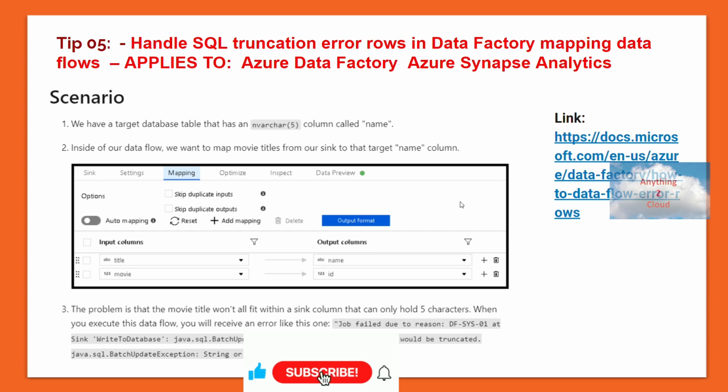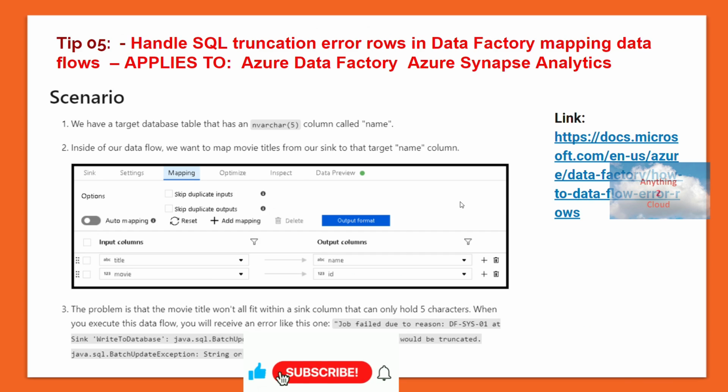Moving on to the next tip. This is regarding SQL truncation error. For example, in the data flow, if you have incoming data which is defined, for example in this case, as varchar of 5, and if the incoming data is more than 5 characters, obviously the data flow is going to show a SQL truncation error. How can we mitigate this one?